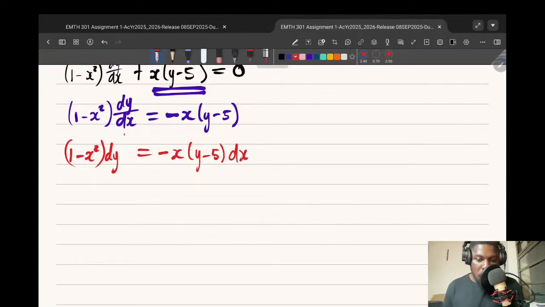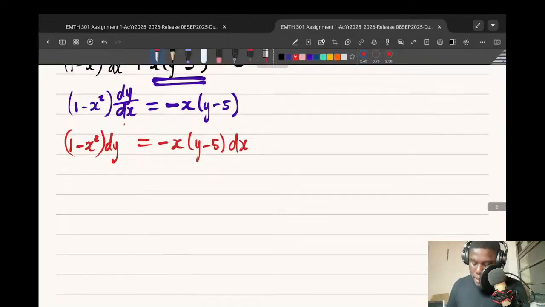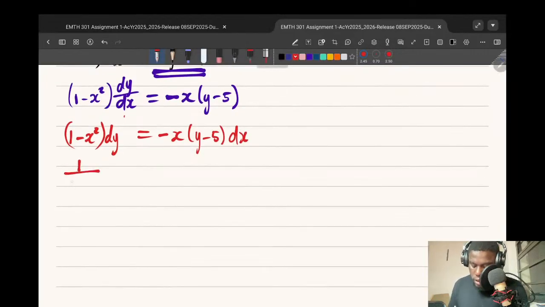Now I'll take this y minus 5 to the other side. It will go and divide because it is multiplying. 1 minus x squared will go to the other side. It will go and divide again because it is multiplying. So I'll end up having 1 over y minus 5 dy is equal to negative x all over 1 minus x squared, and this is going to be dx.